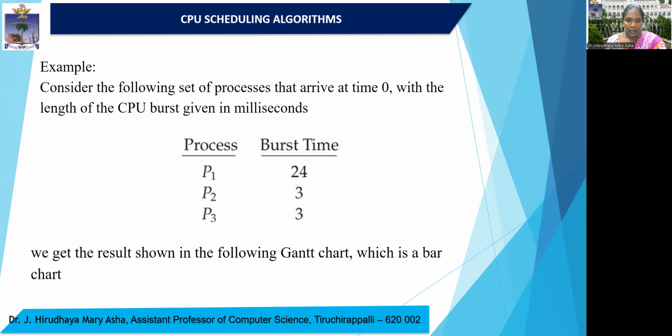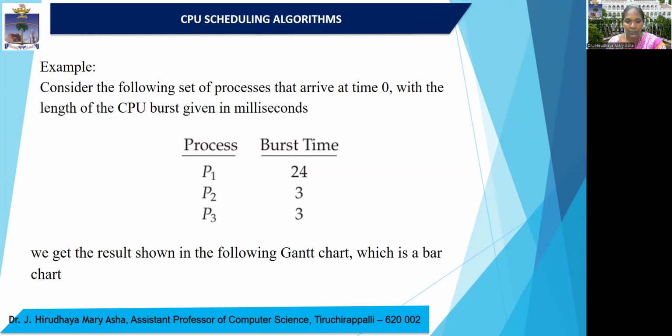Here, in this example, we can understand the FCFS policy. There are 3 processes, P1, P2, P3, and their burst times. Burst time is otherwise called the CPU execution time. That means the process takes some time for executing, and it's called the burst time. Here, the P1 process requires 24 milliseconds, P2 requires 3 milliseconds, and P3 requires 3 milliseconds.